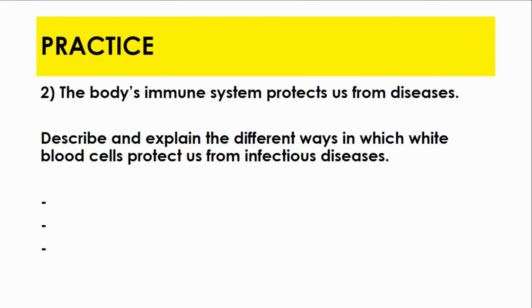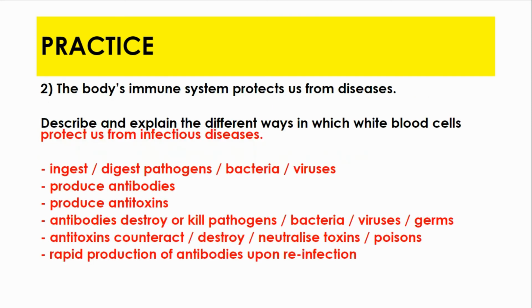Question 2. The body's immune system protects us from diseases. Describe and explain the different ways in which white blood cells protect us from infectious disease. Pause the video and have a go at that one. Okay, answers. These are the ways that they can protect us from infectious disease.